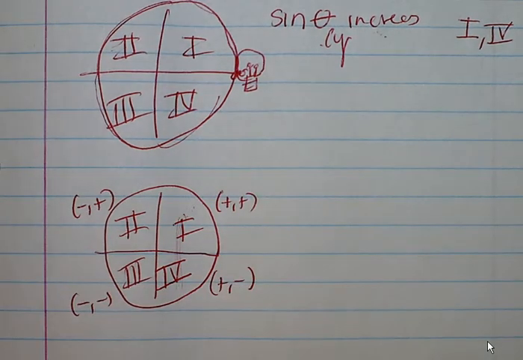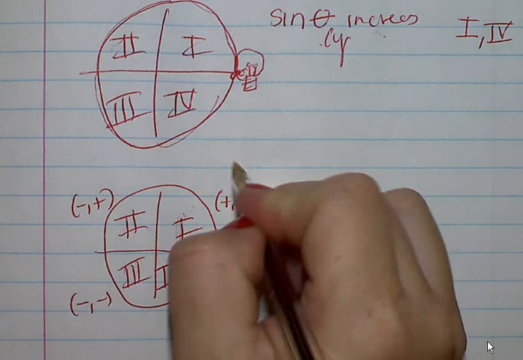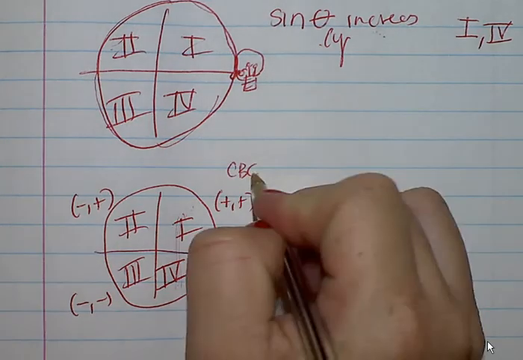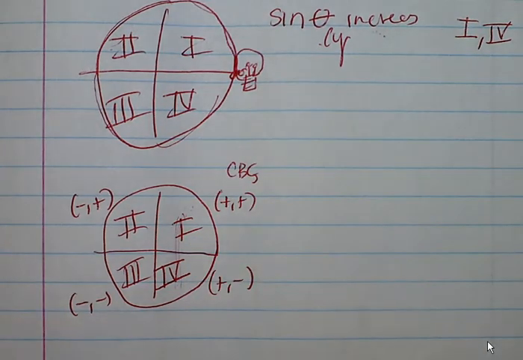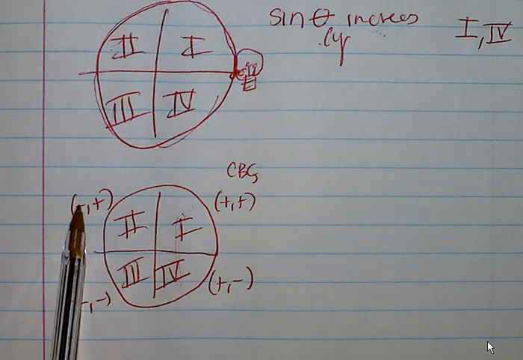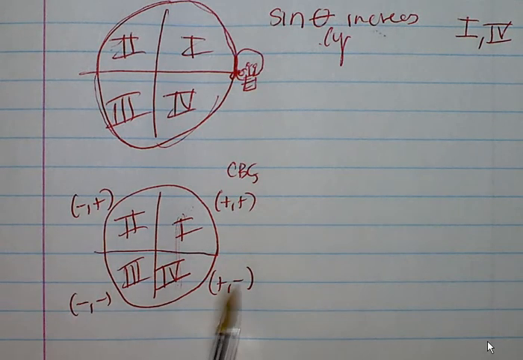Now tangent means, and remember CBS, cosine before sine. Tangent is sine divided by cosine. So in which two quadrants can you guarantee you'll always have tangent values that are negative? Hands up when you know. Santos? 2 and 4. Good. Because positive divided by negative and negative divided by positive will always give you a negative.